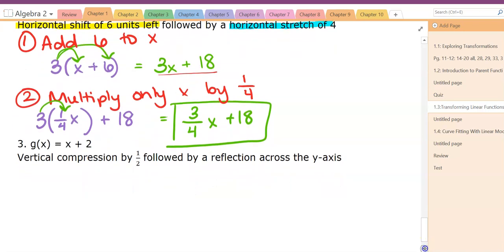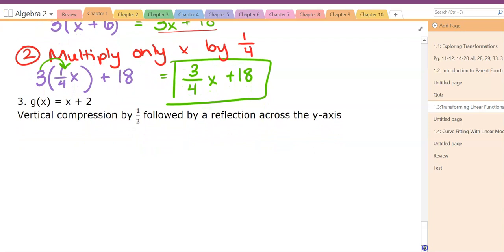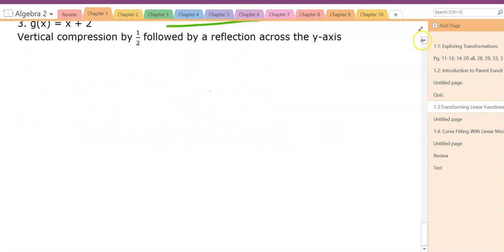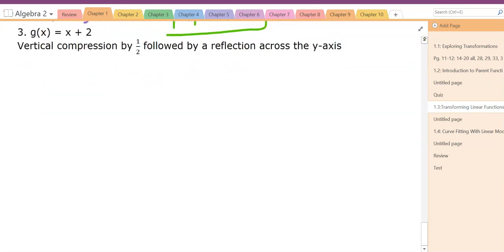For this last problem, we're going to use the function x plus 2. And again, we have 2 things that we want to do. The first one says a vertical compression by 1/2, and the second one says a reflection across the y-axis.